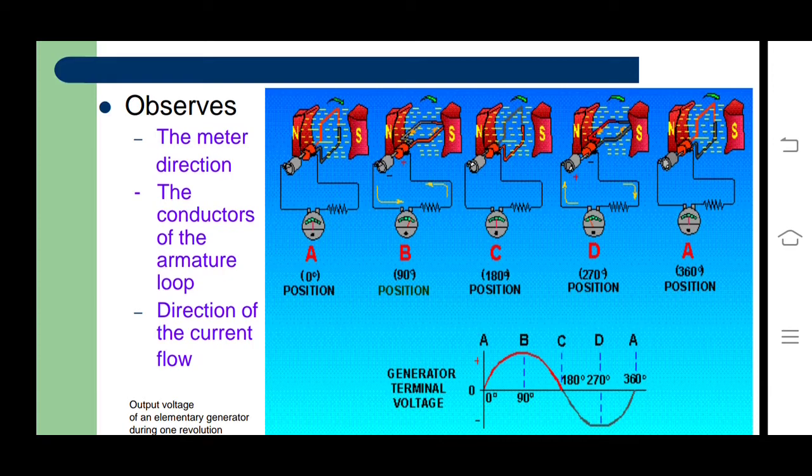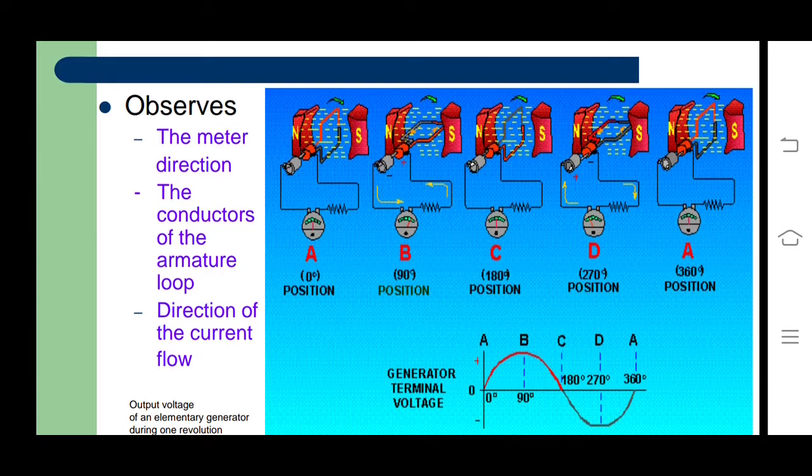At position A 0 degrees, position B 90 degrees, position C 180 degrees, and position D 270, and A, that means again reverse. So at A, 0 degrees, the meter shows that the value is 0 because flux cutting is 0.